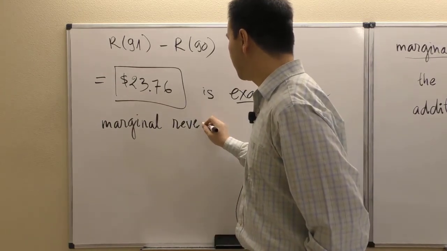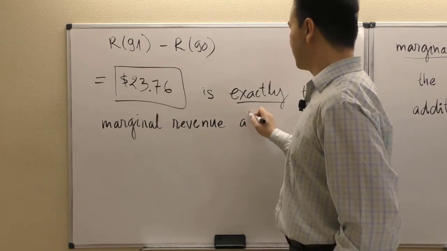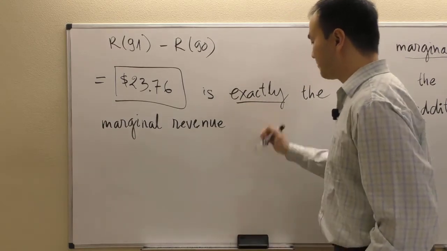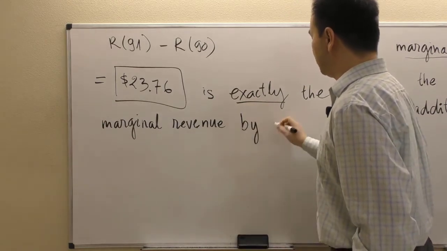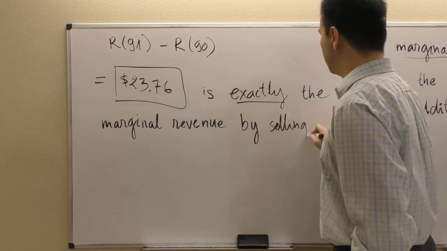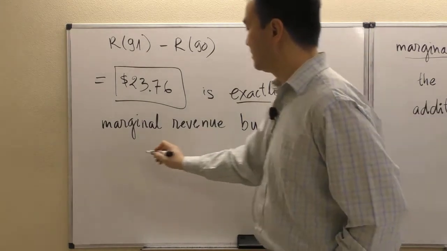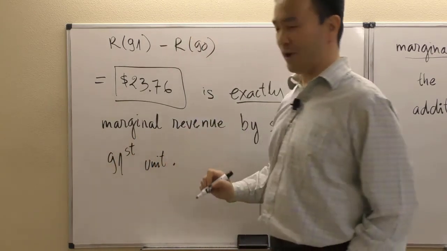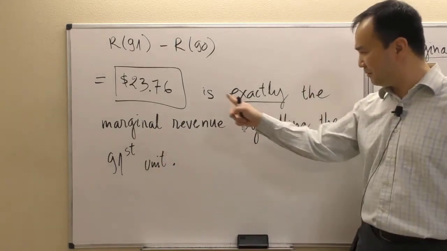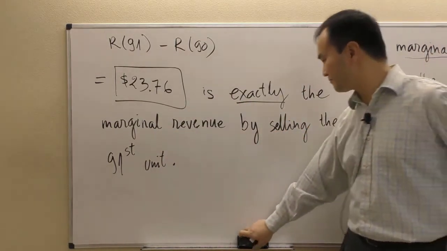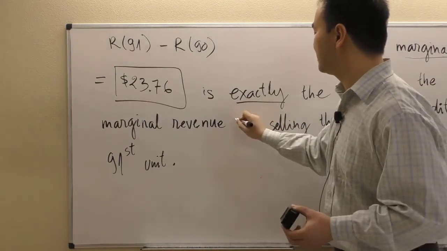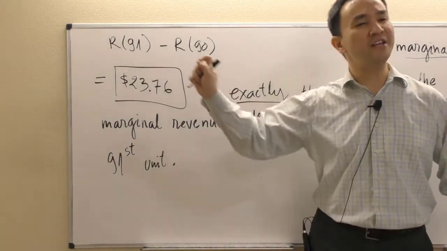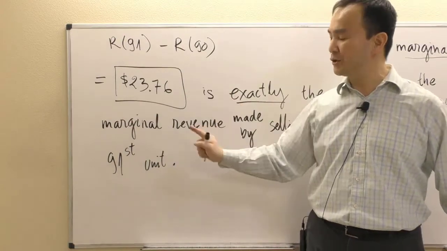Okay, it's the marginal revenue, another way of saying the marginal revenue made by selling the 91st unit. Look at my wording right here, I should have added that word "made by." So it's the marginal revenue made by selling the 91st unit. The 91st unit means we reference it back to the 90th.